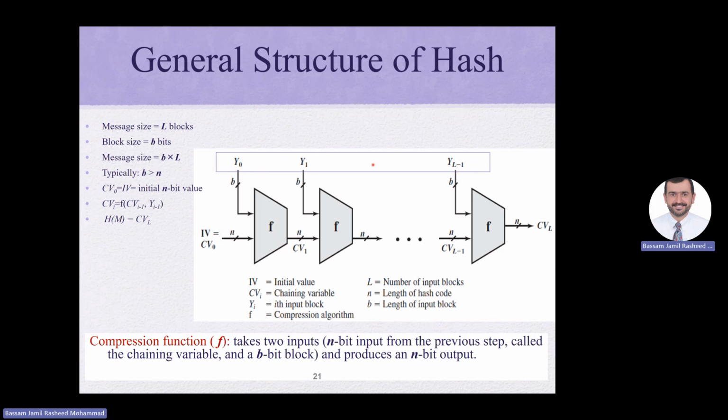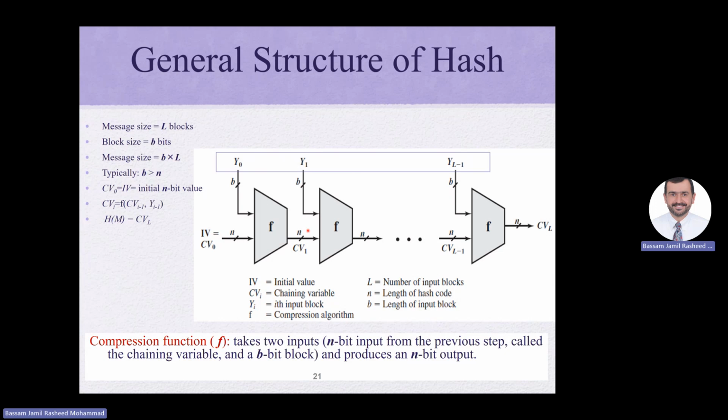The message size here is b times L, because here I have L blocks. And f takes two inputs, b bits and n bits, and produces n bits. So this is my hash function.